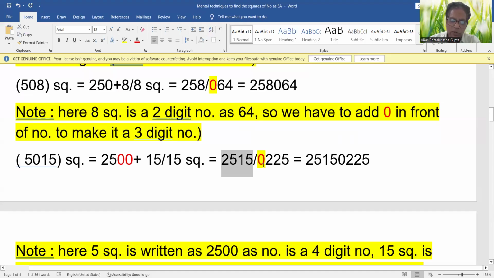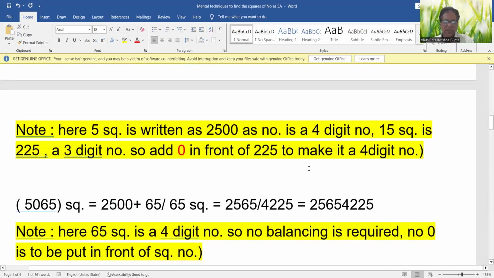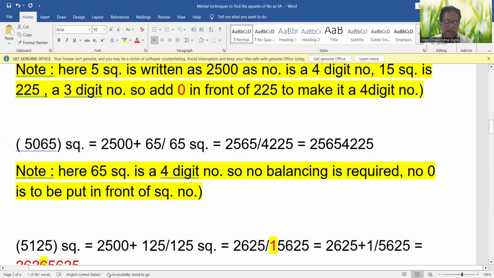The square of 15 is how much? 225. Now 225 is a 3-digit number, whereas 5015 is a 4-digit number, and I require a 4-digit number. So what will I do? I will again put a 0 in front of 225 to make it a 4-digit number. Remember, you have to put a 0 in front of the number and not at the end of the number. If you put that 0 at the end, the value changes. It becomes 2250 and not 225. But when you put a 0 in front of the number, it remains the same as 225. So always put 0 in front of the number. So the final answer is 25150225.